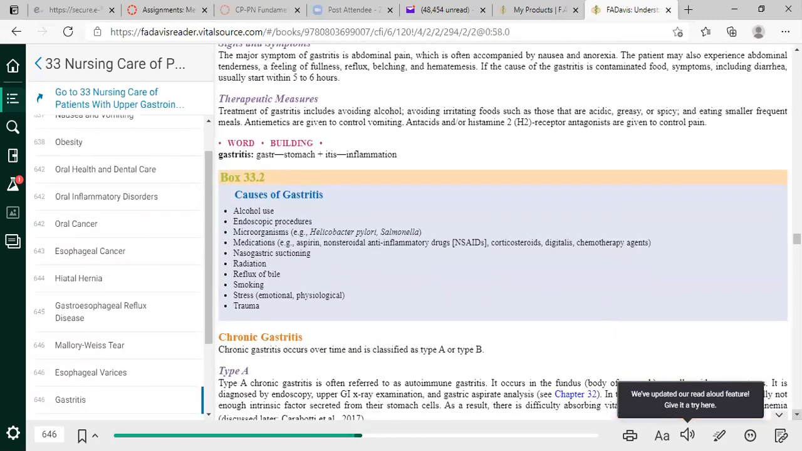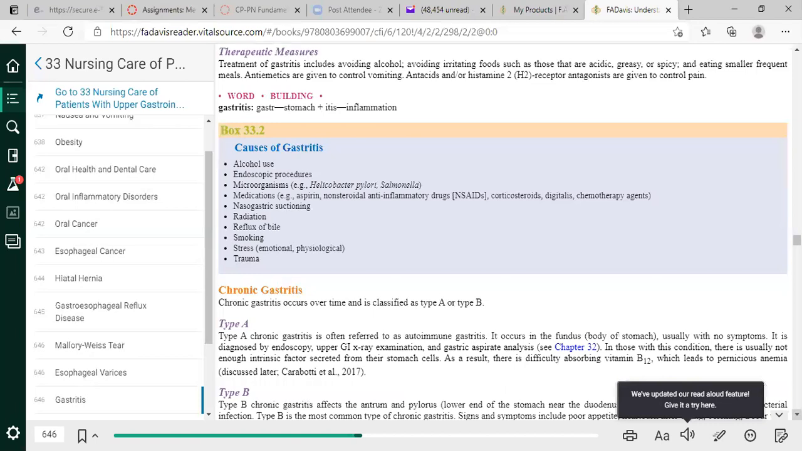It talks about some of the common causes of an inflamed stomach. We just read that certain medications can contribute to GI upset, such as acetaminophen, which is Tylenol. NSAIDs, non-steroidal anti-inflammatory drugs, can contribute to gastritis, as can smoking, stress, etc., and even infection.